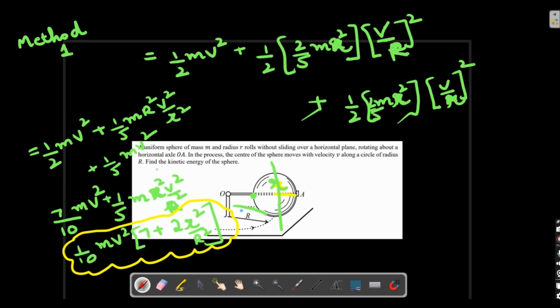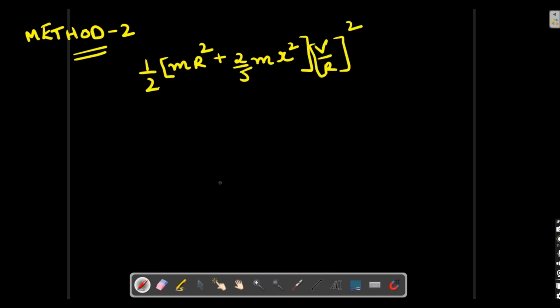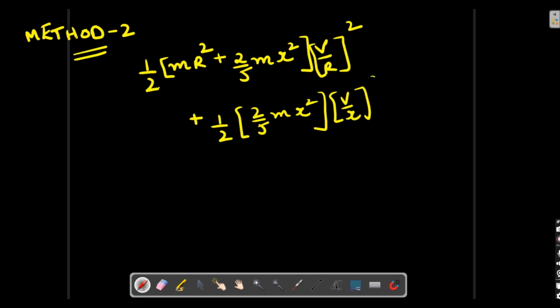Like I'm talking about this particular axis of rotation, right? It rotates with v by r. That's what I did. Now, in the next case, it will be due to its own rotation, that is 2 by 5 m r square times v by r whole square.